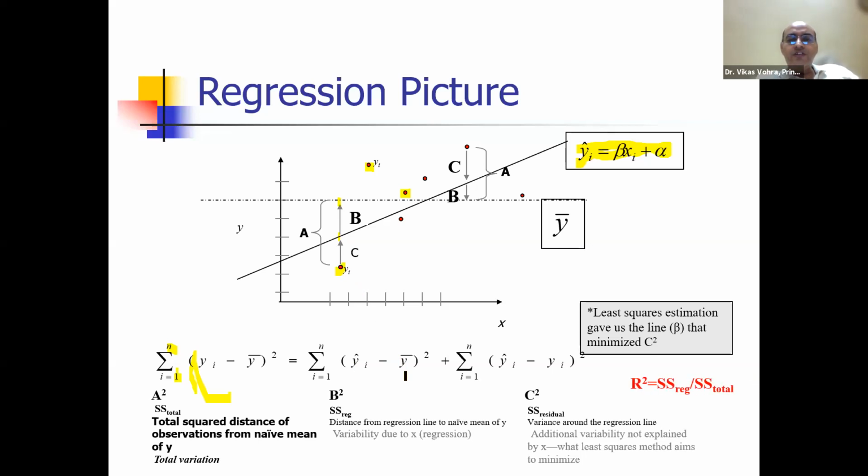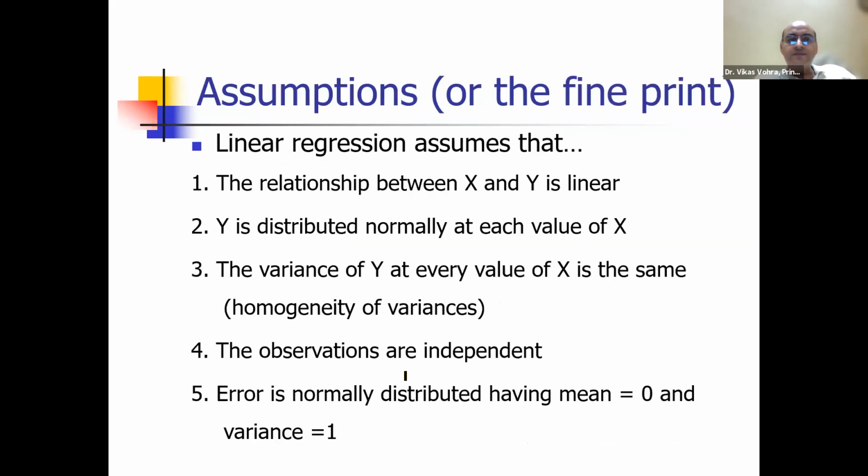And if we want to judge the accuracy of this model, it is given by the R square value. All the linear models work on these principles. So how we can estimate the accuracy R square, that is sum of square regression divided by sum of square total. That means B square by A square in this case. So R square will be that amount.